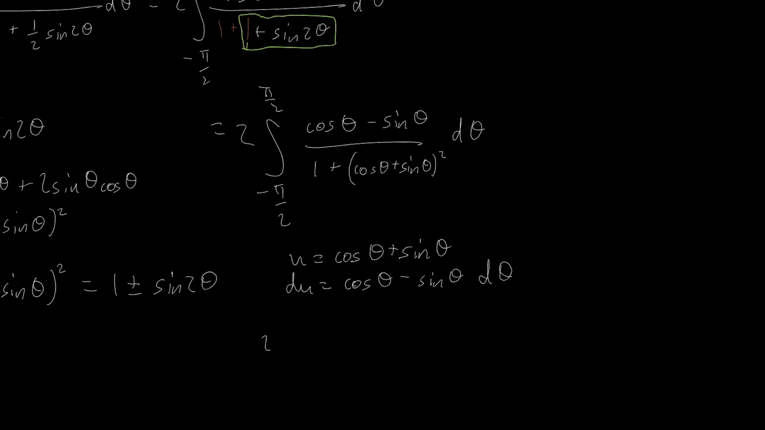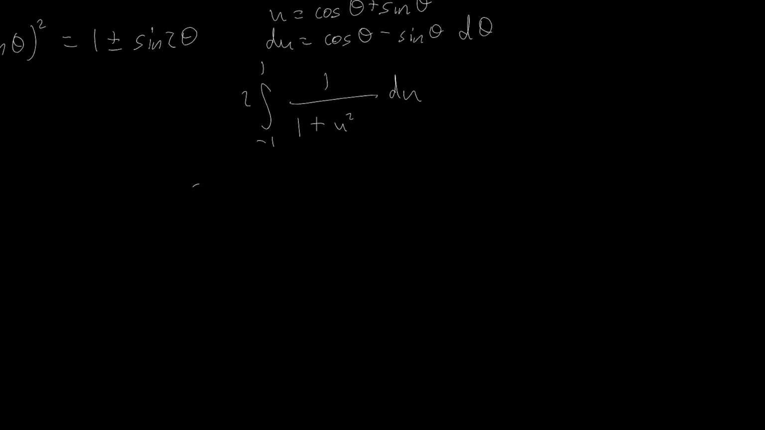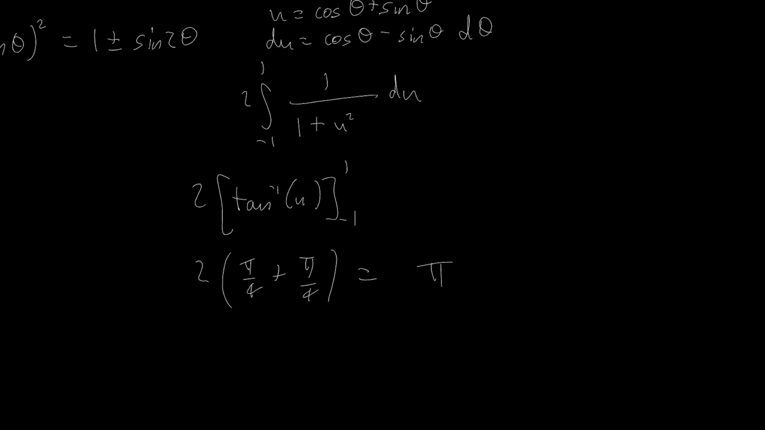So putting this in, our new limits would be, if we put in minus pi over 2 in the bottom, then we'll get minus 1. We put in pi over 2, we'll get 1. And this numerator goes away from the du, so we're just left with 1 on the top. Then we have 1 plus, and cos theta plus sine theta is now u. So we have 1 plus u squared on the bottom. And now this is fine, this is just an arctan integral, so we can evaluate this nice and easily. So this is arctan u between minus 1 and 1. Putting this in, we have pi over 4 plus pi over 4, which gives the answer as pi over 2. There you go.